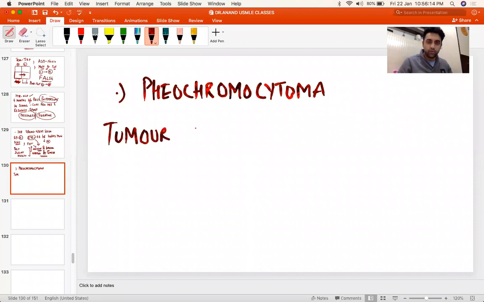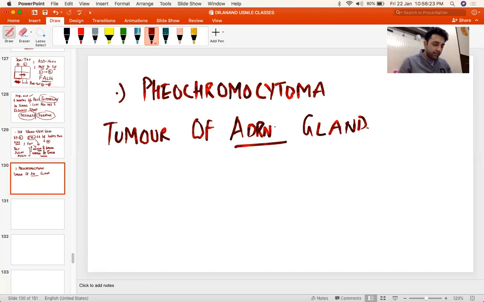Pheochromocytoma is a tumor of what? Anyone? Which gland? It's a tumor of dash gland. Pheochromocytoma. Can anyone tell me? Asif is telling very right. It's a tumor of the adrenal gland. Adrenal gland. And usually it causes what?